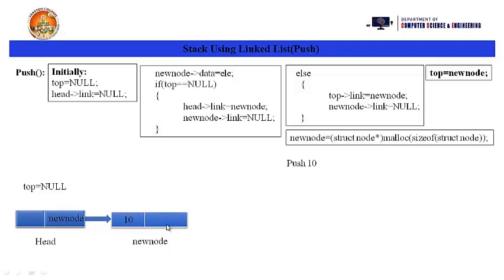So we need to make this new node link part as a null. So like this we can push the value into the linked list or stack. The next statement, top equal to new node.